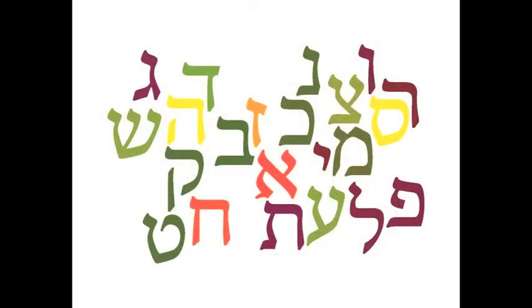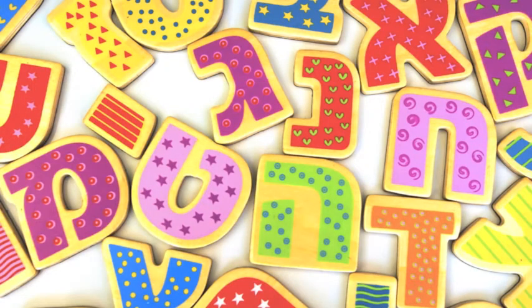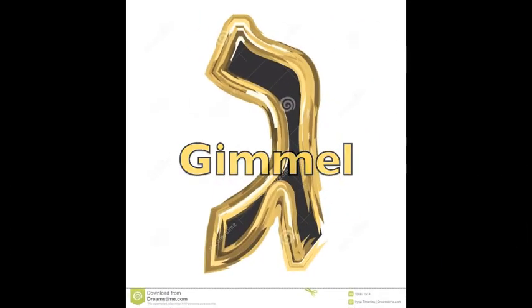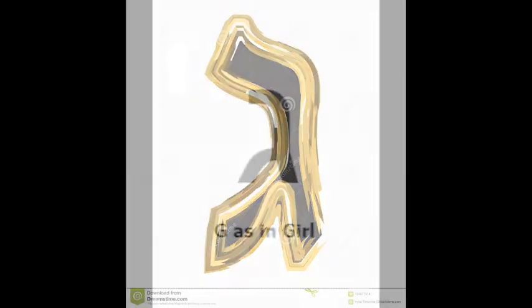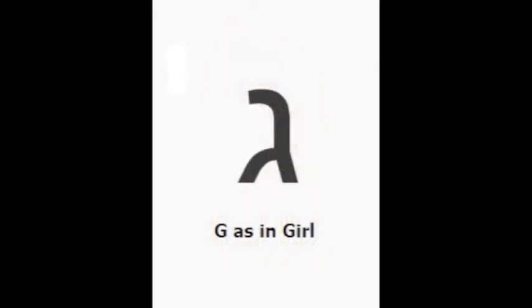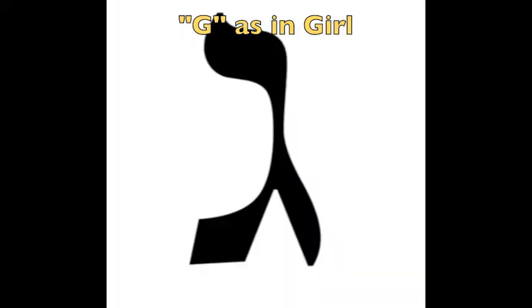Welcome to Hebrew Lesson 3, a look at the Gimmel. The Gimmel has the G sound as in girl. The Gimmel sometimes appears with a dagesh or dot, but that dagesh added doesn't change the sound. It's always G.